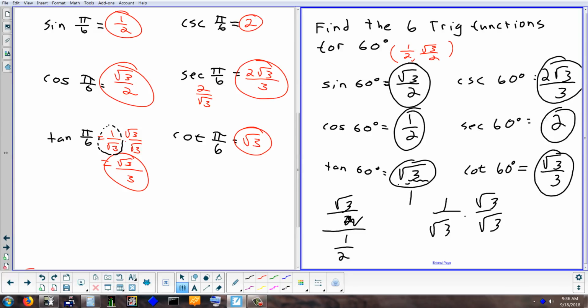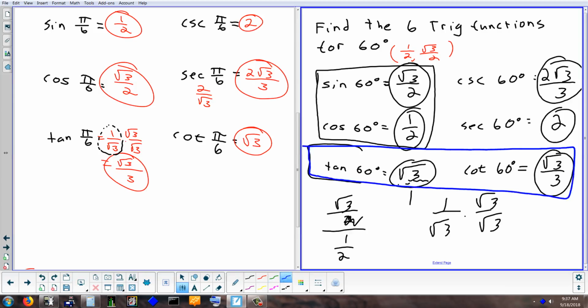So let's take a look and see what happened. Does anybody see 2 trig functions where the answers switched places? Skylar? The sine and the cosine. Those 2 switched. Okay. What other 2 switched? The tangent switched places with the cotangent. And then what other 2 switched? The cosecant and the secant.